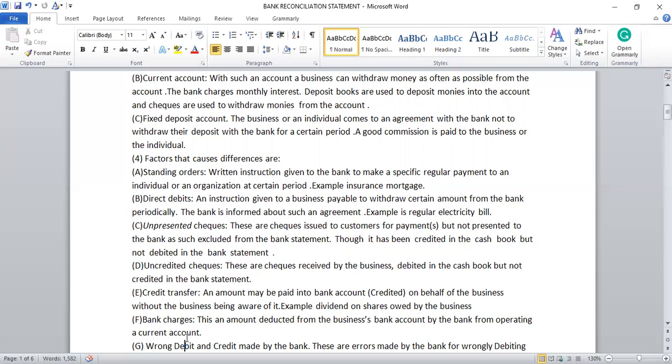A current account. So when you operate a current account, the bank will charge you monthly. Until the bank statement comes, the accountant will not be aware. So although it will be debited in the bank statement, it will not be credited in the cash book.